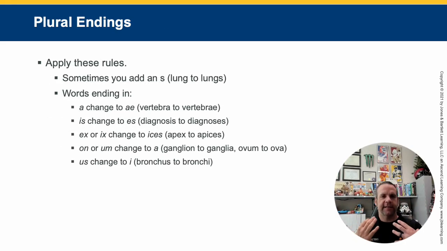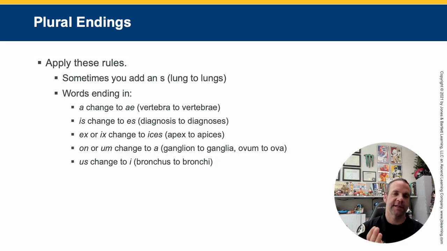A plural ending is crucial for clear communication, especially when you're documenting or reporting. In everyday language, making a word plural is simple. You just add an S. But in medical terminology, the rules vary depending on how the word ends. Using the correct form helps maintain both accuracy and professionalism. For example, take the word lung. To make it plural, you simply add an S. Lungs. But many medical terms are founded in Greek or Latin origins, so there are different rules that apply.